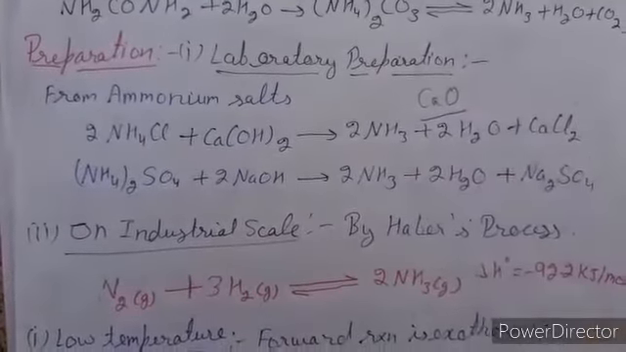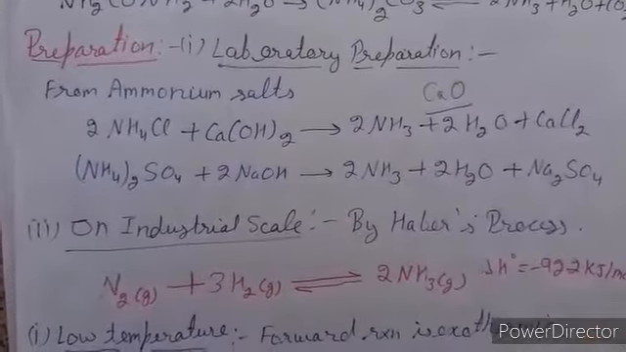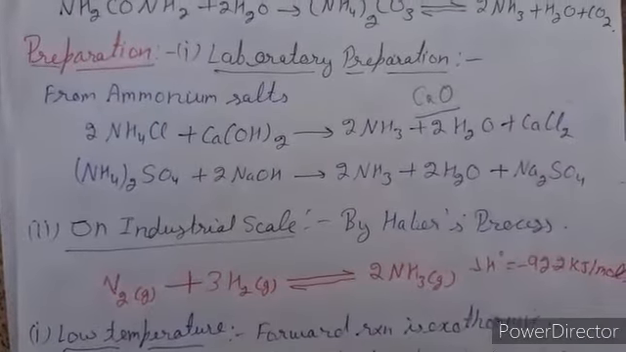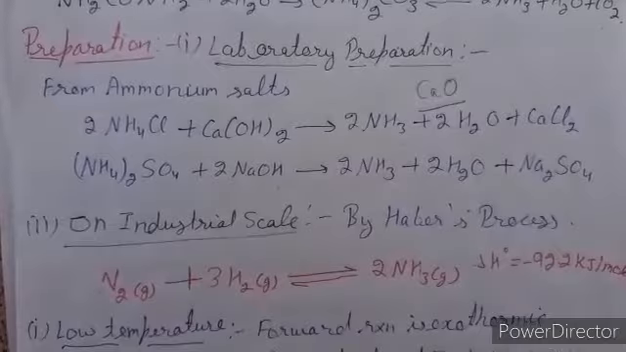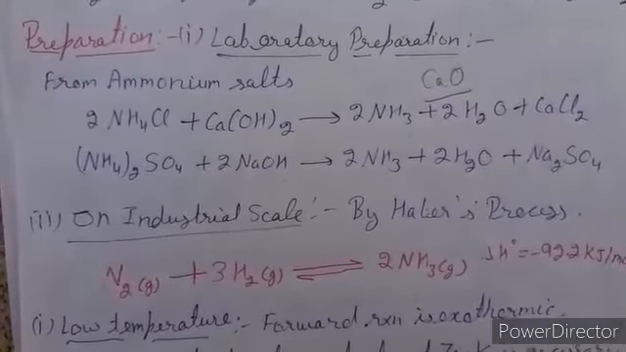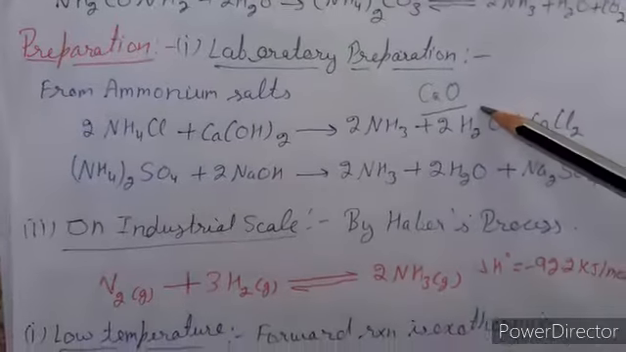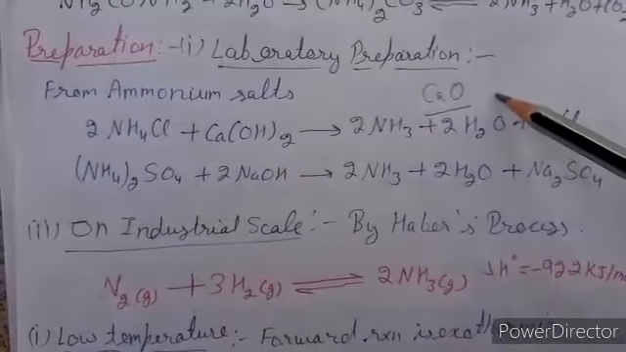We don't use dehydrating agents like concentrated sulfuric acid, phosphorus pentaoxide or anhydrous calcium chloride, because ammonia reacts with these compounds to form salts or a complex. So we can dry ammonia by passing it over quicklime.